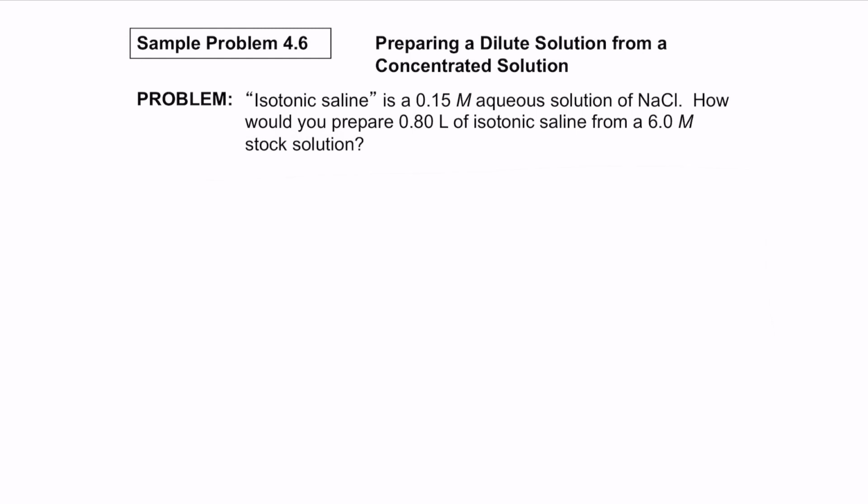It's saying that isotonic saline is a 0.15 M aqueous solution of NaCl. How would you prepare 0.80 liter of isotonic saline from 6 molar solution? The common method of preparation is by adding a certain amount of solvent. So preparing it needs the amount of solvent. How much is the amount of solvent that you add?